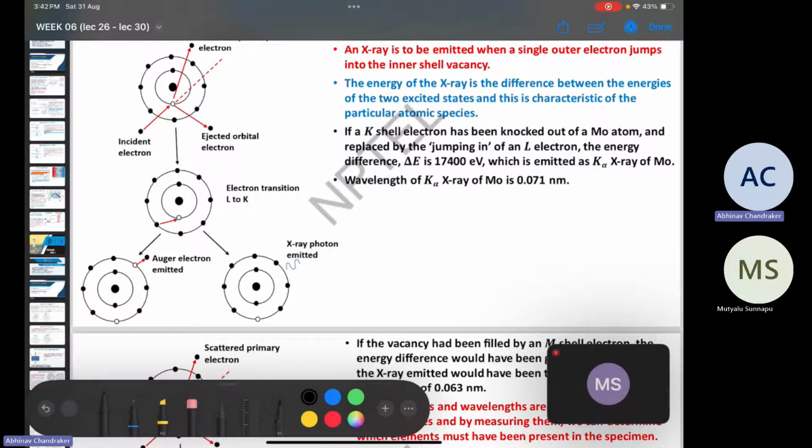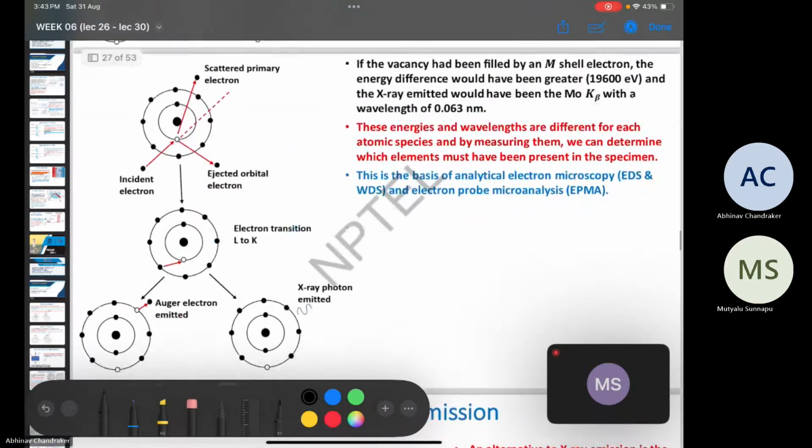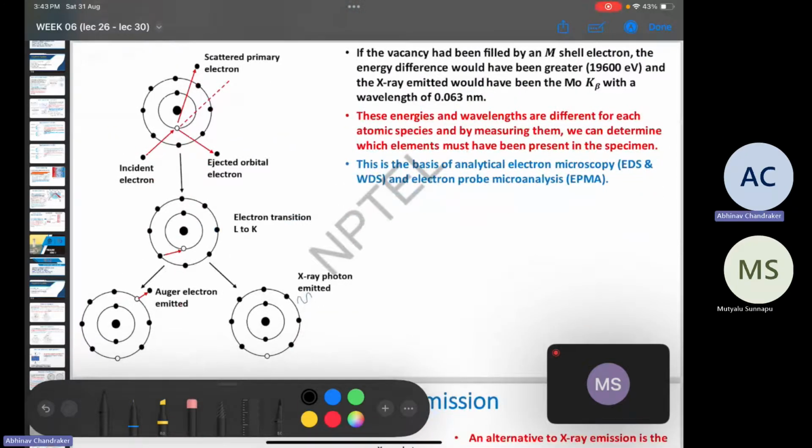So I have told that based on the energy difference of transition, based on the transition energy, we can identify which is the element. This is the basis for EPMA, electron probe microanalysis, and similar methods such as EDS and WDS.